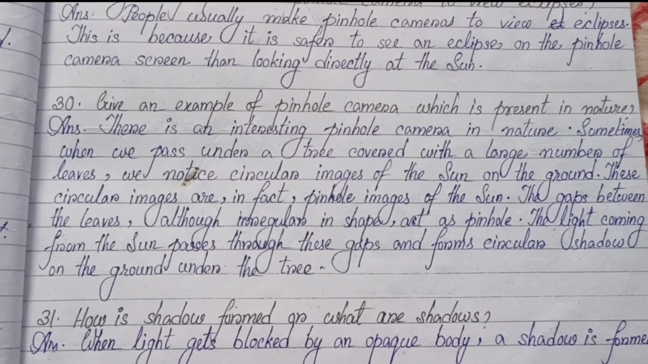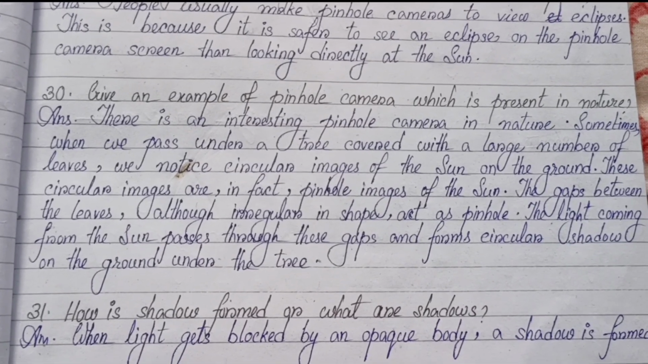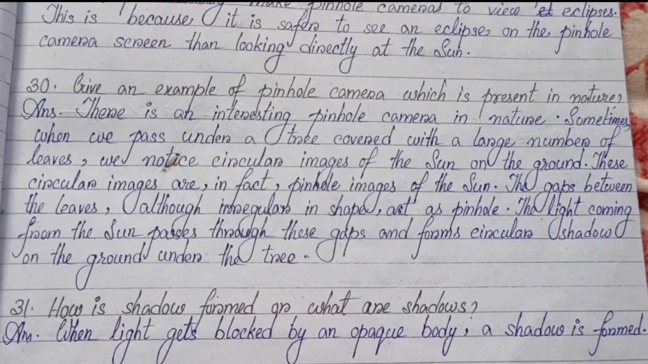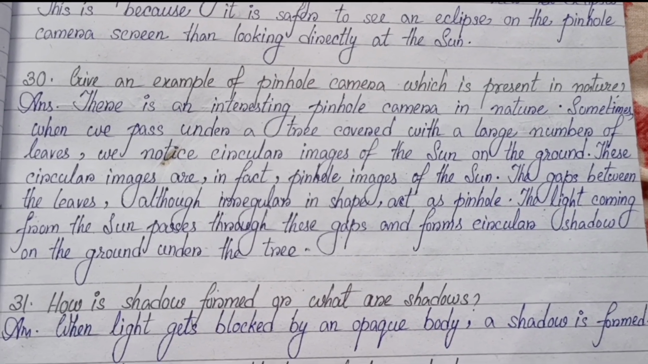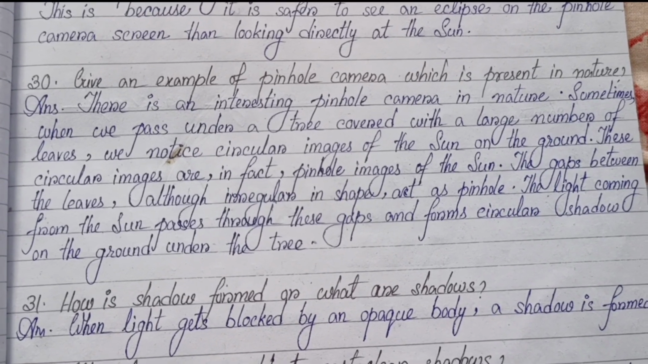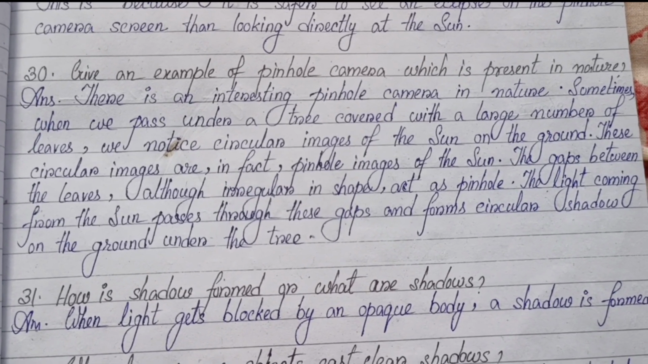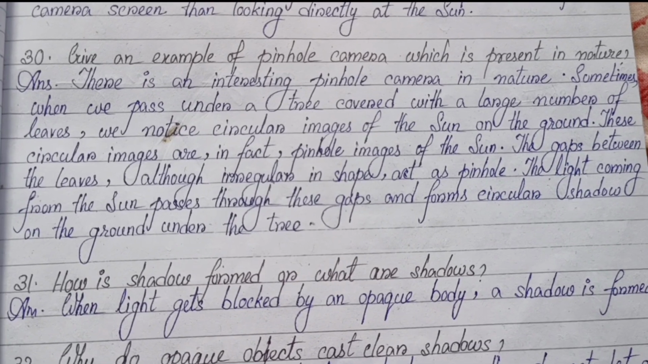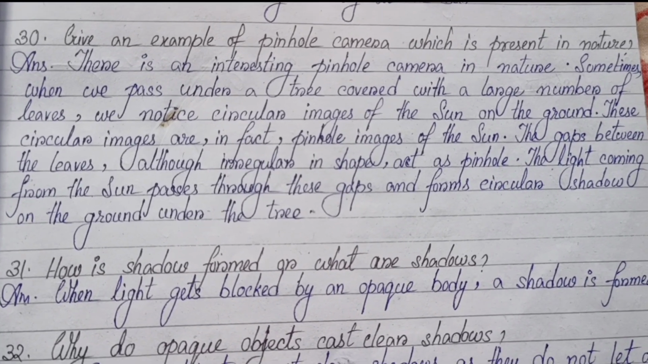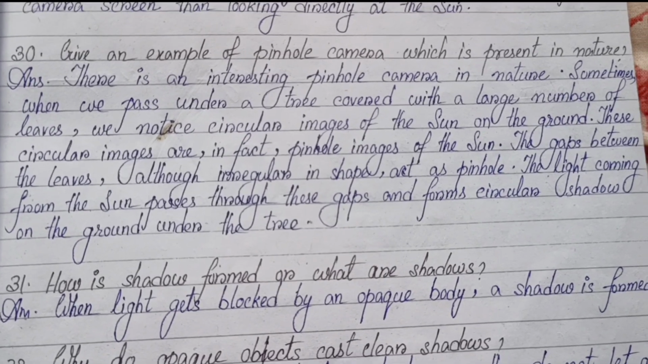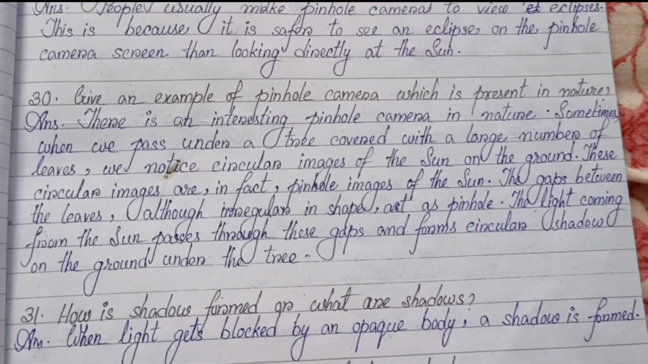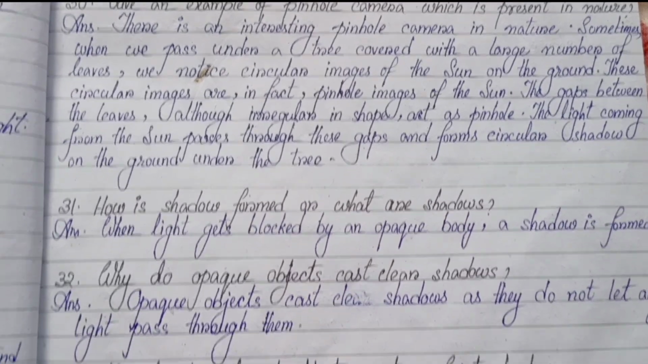There is an interesting pinhole camera in nature. Sometimes when we pass under a tree covered with a large number of leaves, we notice circular images of the sun on the ground. These circular images are in fact pinhole images of the sun. The gaps between the leaves, although irregular in shape, act as pinholes. The light coming from the sun passes through these gaps and forms circular images on the ground under the tree.